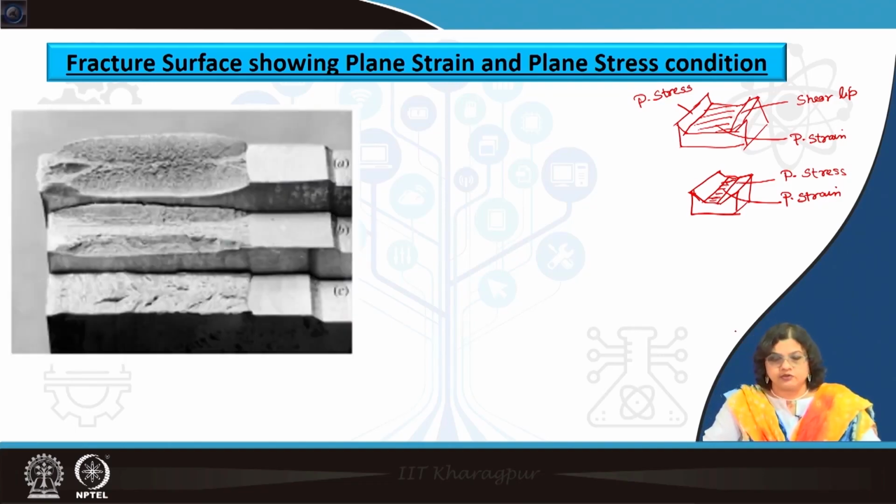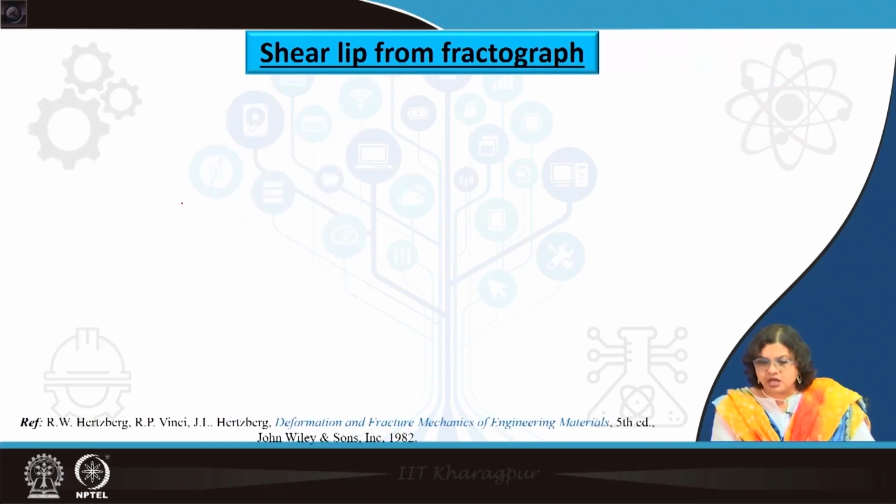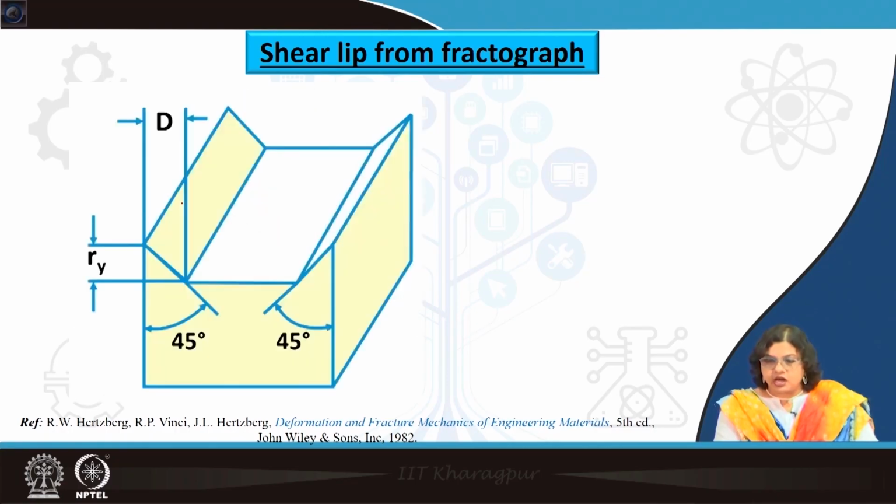This is just some of the pictures of the broken specimen, which shows how the shear lip has been changed. In this case you can see that the shear lip is quite pronounced, whereas here the plane strain part is a little bit more extended and the shear lip part is being squeezed. Based on this, we can use this for the practical estimation of the K value, the fracture toughness or the stress intensity factor at the point of fracture, just from the shear lip or from the fractograph itself. So, let us see how this can be done.